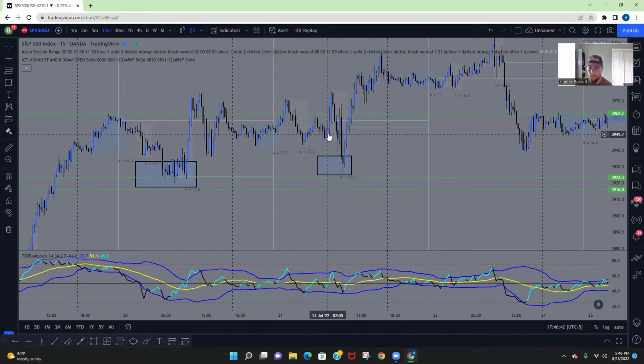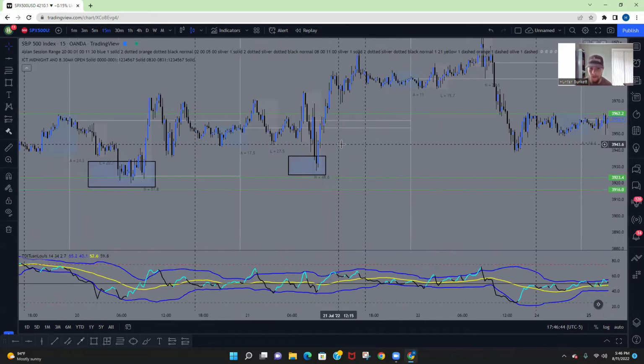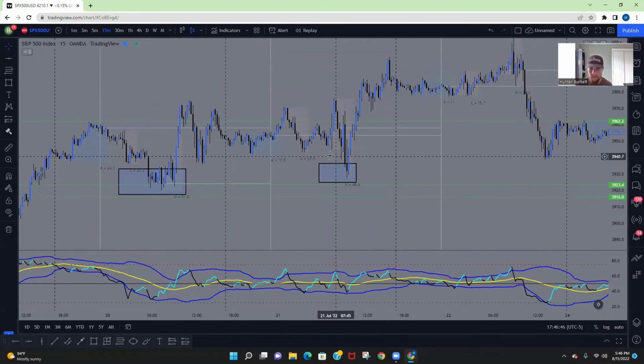Look how right when New York opened, I know you can hardly see that, but New York started right there, 7 o'clock my time. We shot above, which is fine. They do this. They grab the equal highs. Look at these equal highs. They grabbed them and shot it down.